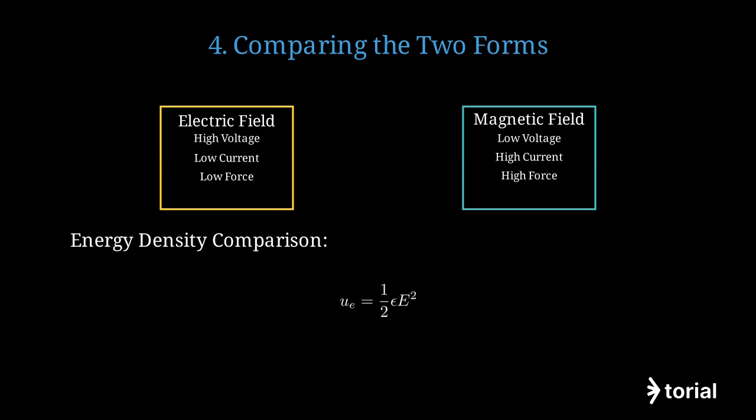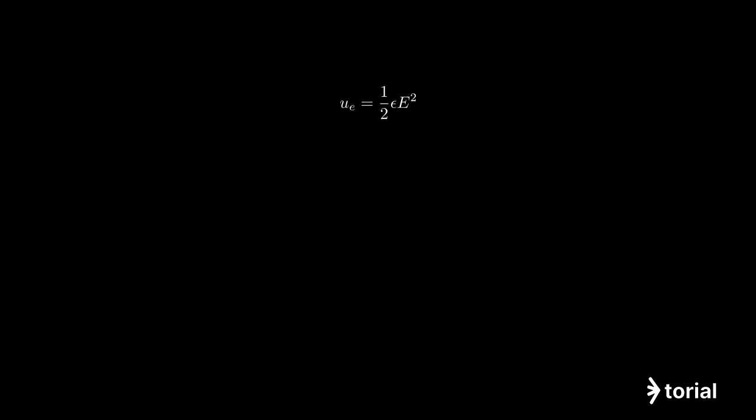Electric energy density equals 1/2 permittivity times electric field squared. Magnetic energy density equals 1/2 permeability times magnetic flux density squared. For practical field strengths, magnetic coupling typically achieves much higher energy density than electric coupling.